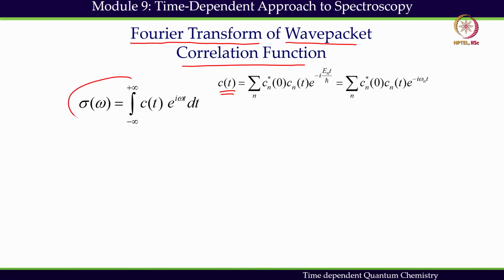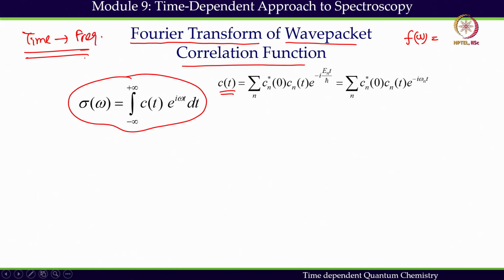This is the way we do Fourier transform. It is just a convention. So if we have a function and I am converting it into the frequency domain, from time to frequency, then we will see what information is hiding within this function C(t), which we will be able to explore in the frequency domain.